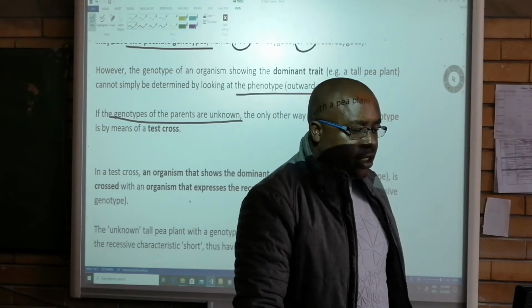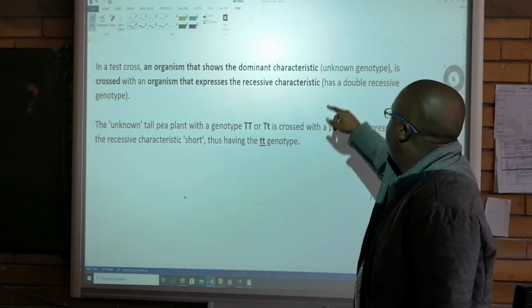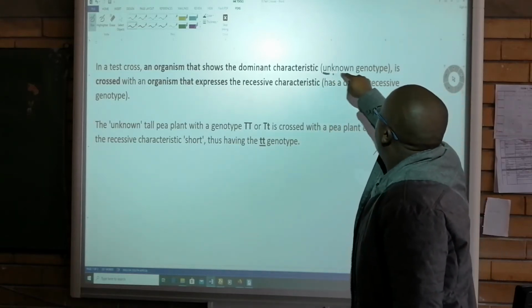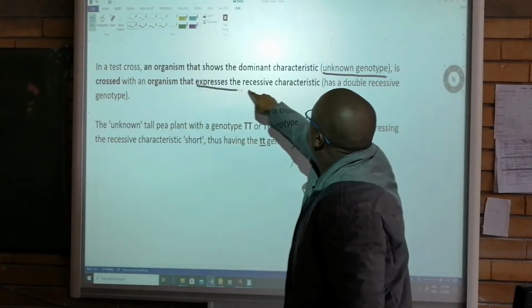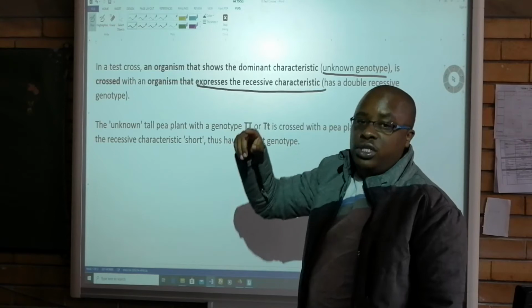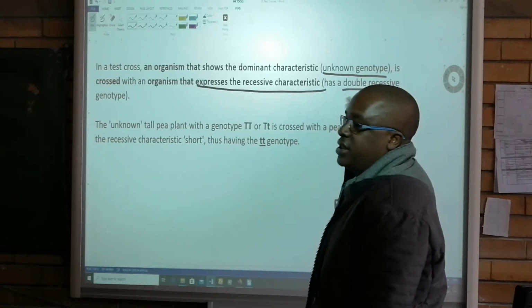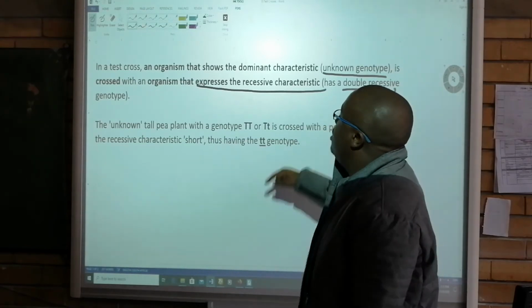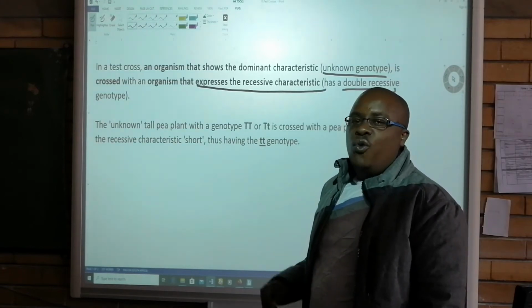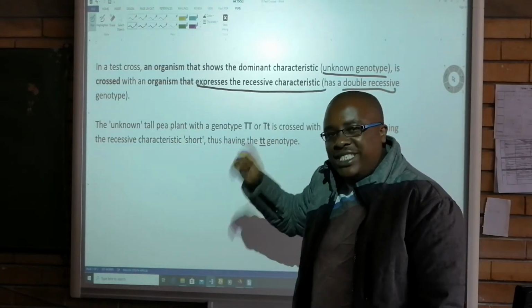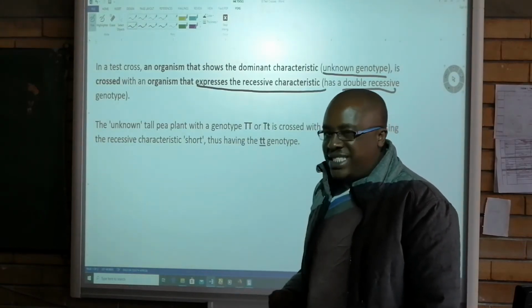Right. So in the test cross, an organism that shows the dominant characteristic, which means that is the unknown what? Genotype, is going to be crossed with an organism that expresses the recessive characteristic. The moment it shows the recessive characteristic in its phenotype, then we definitely know that it is what? It is double recessive. And when these are crossed, the offspring will tell us whether the unknown genotype is homozygous dominant or heterozygous.